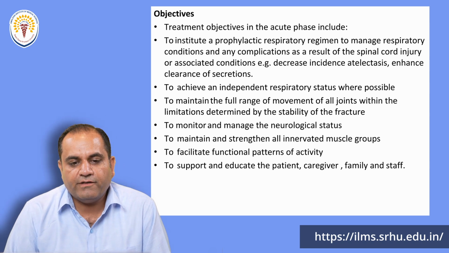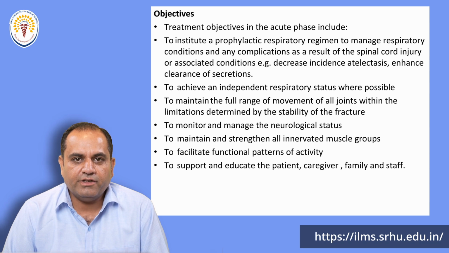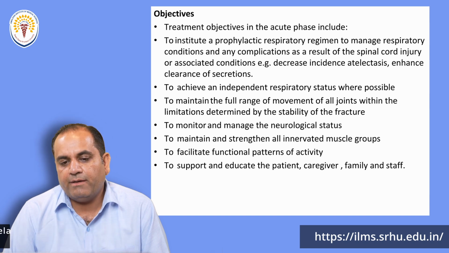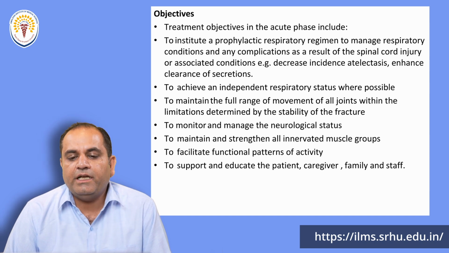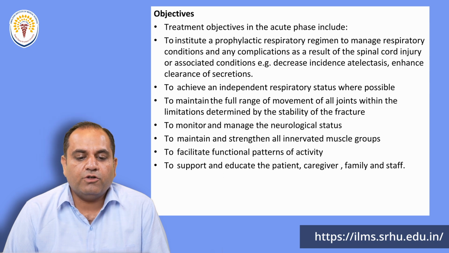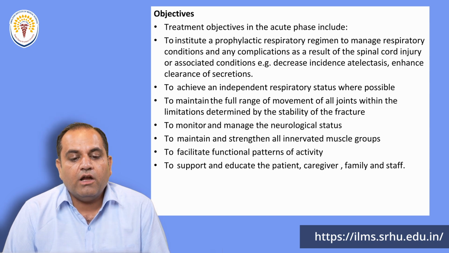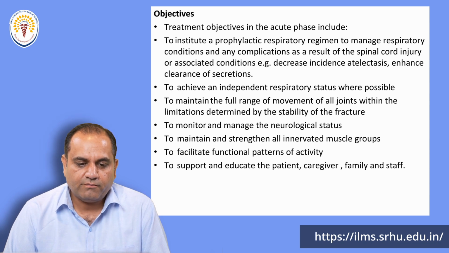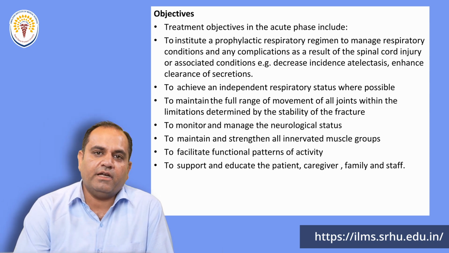Now, treatment objectives in the acute phase include: to institute a prophylactic respiratory regime to manage respiratory conditions and any complications as a result of the spinal cord injury or associated condition, for example, decrease incidence of atelectasis, enhance the clearance of the secretions; to achieve an independent respiratory status where possible; to maintain the full range of movement of all the joints within the limitation determined by the stability of the fracture; to monitor and manage the neurological status; to manage and strengthen all innervated muscle groups; to facilitate functional patterns of activity; to support and educate the patient, caregiver, family and staff.